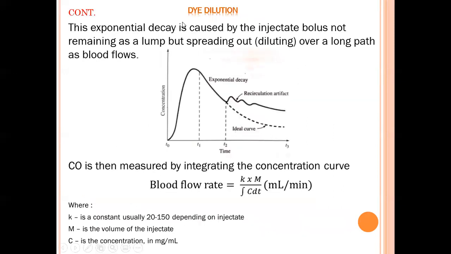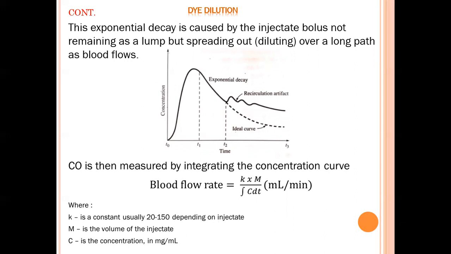This exponential decay is caused by the injected bolus not remaining as a lump, but spreading out, diluting over a long path as blood flows. So this will be the injection. It goes up, reaches maximum concentration, and it will exponentially decay as the blood flows. So cardiac output is then measured by integrating the concentration curve.